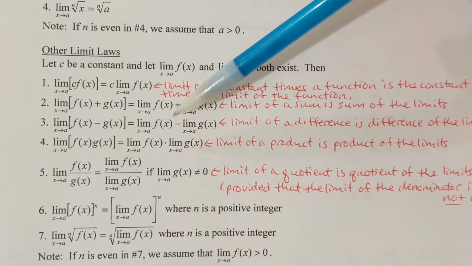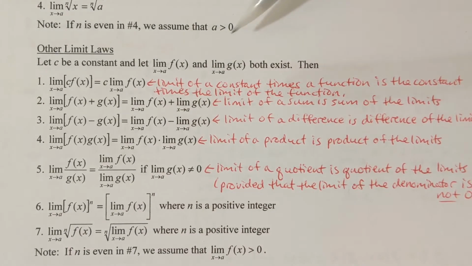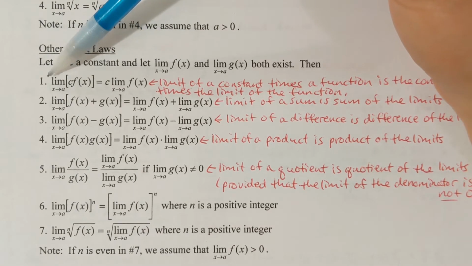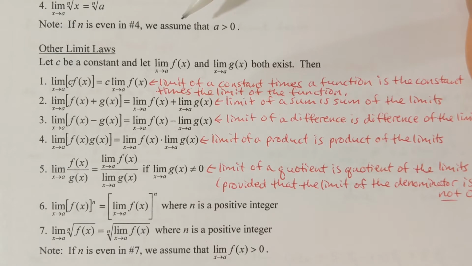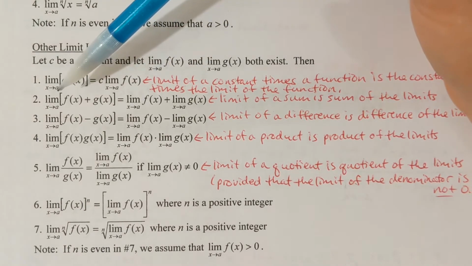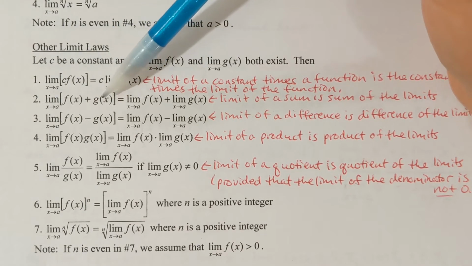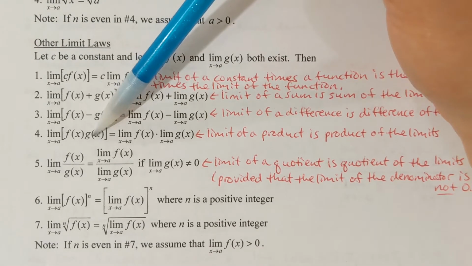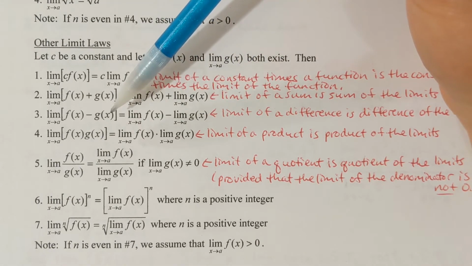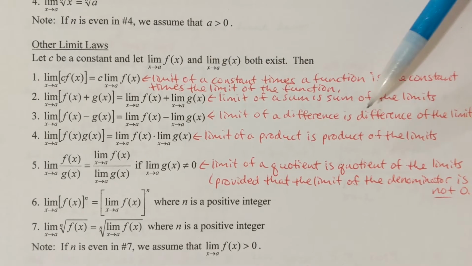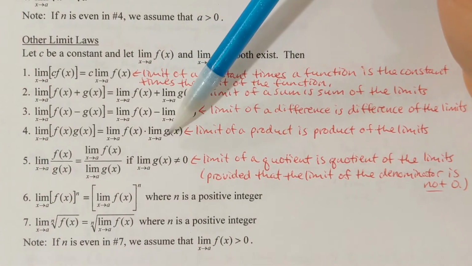Here are some other limit laws to know. In the first one, we're basically saying that constants can come out of limits. In the second one, we're saying that the limit of a sum is the sum of the limits. If you have a single limit and you're adding two expressions, you can split that into two limits. Same thing with subtraction, multiplication, and division. The limit of a difference is the difference of the limits. You can split that into two. The limit of a product is the product of the limits. You can split that into two limits.